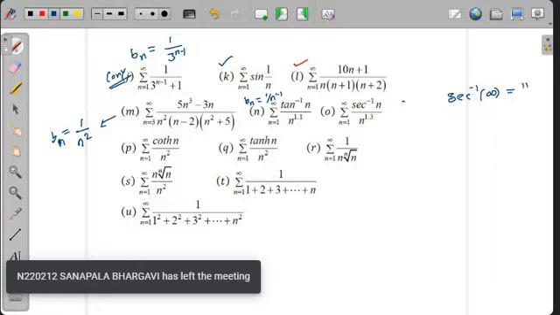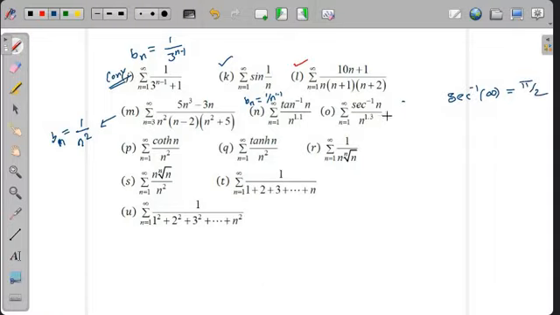Yeah, so that's pi by 2. Okay, so here in this case you take bn equals 1 by n power 1.3, and in case of t you take bn equals 1 by n square, and you can find that cot hn limit will be finite.